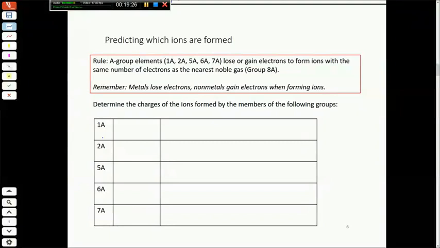So the first thing we have to do is be able to predict, for a given element, what the charges of the ions that are formed are. For the main group elements, this is pretty simple to do. The idea is that they want to gain or lose electrons such that they approach the nearest noble gas configuration. They want to either gain enough electrons to have the noble gas s2p6 configuration, or lose electrons to achieve that s2p6 noble gas configuration. So for each group of the main group elements, it's very predictable what ions are going to form.